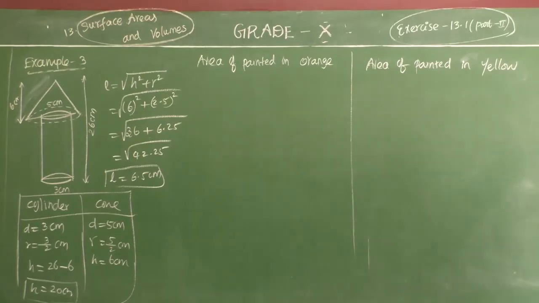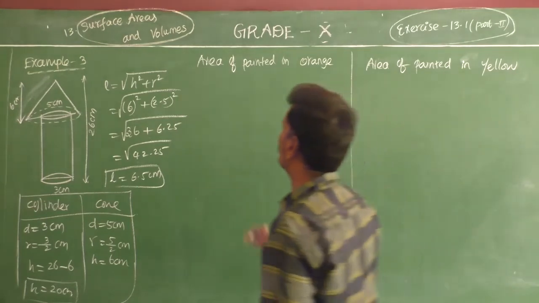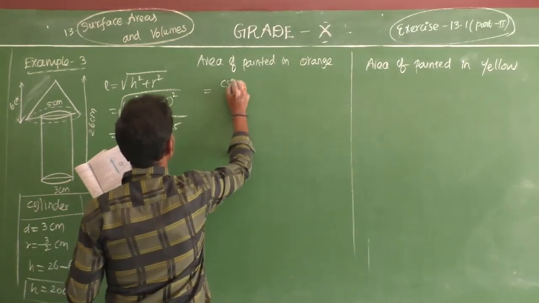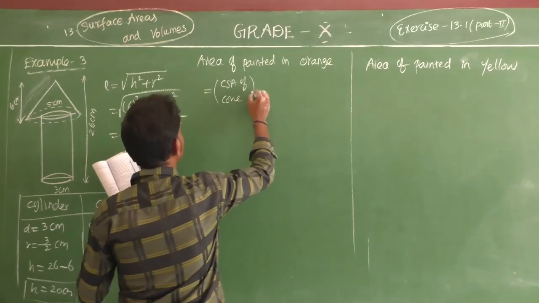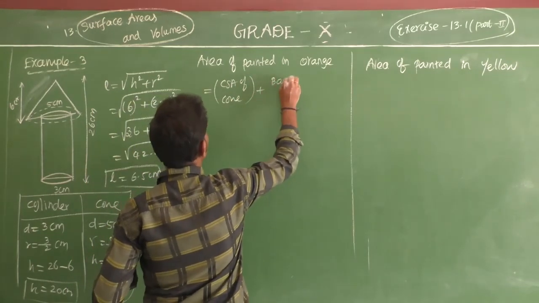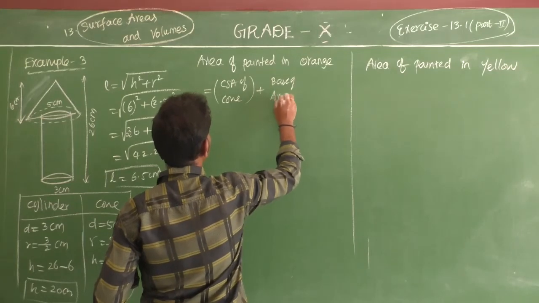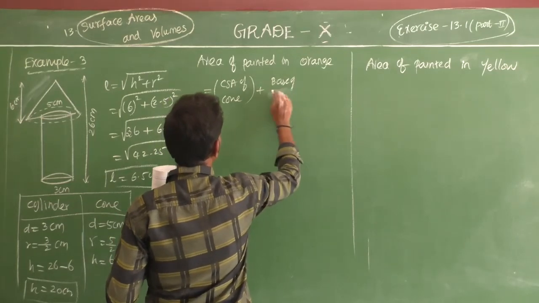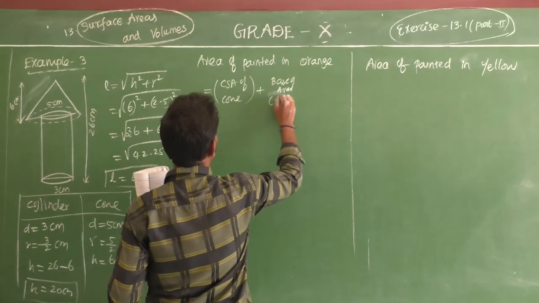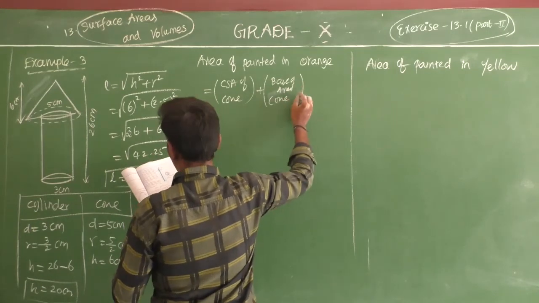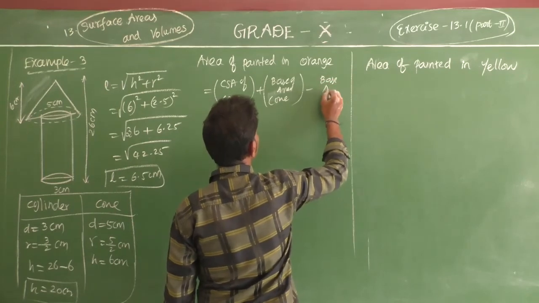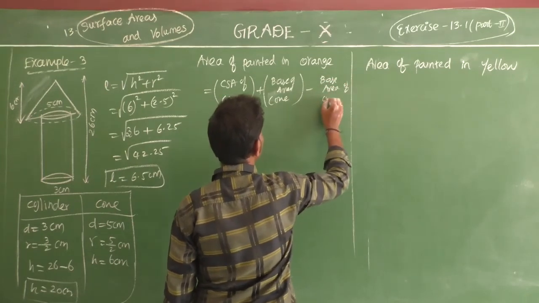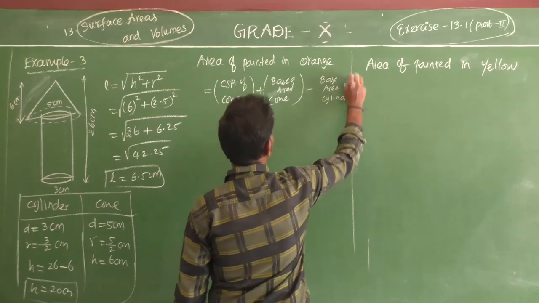Okay, so first I am going to give you the area to be painted orange. That is the CSA of a cone. First the CSA of the cone plus the base area of the cone. These two bases only, and we have to separate out the base area of the cylinder. Base area of cylinder. See, this is an entirely different question.